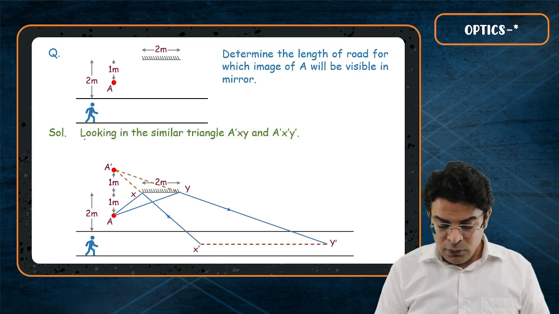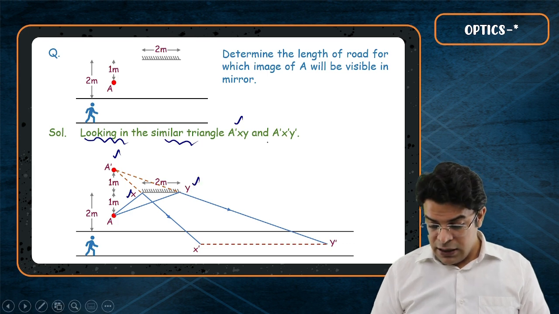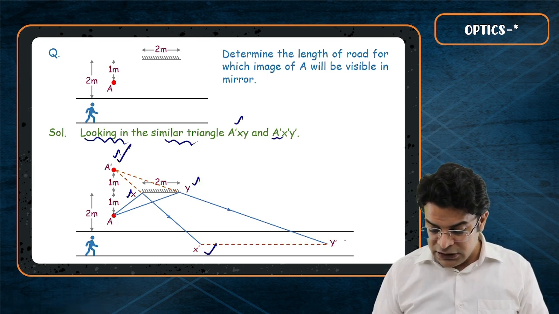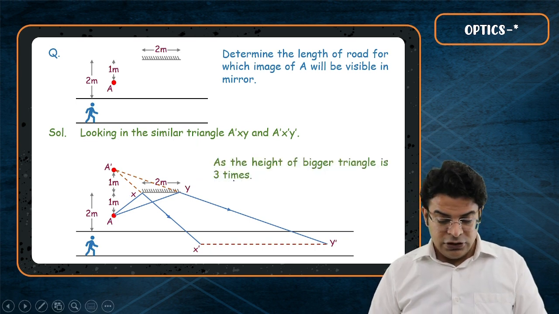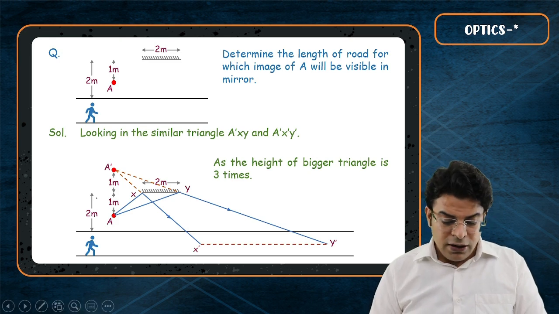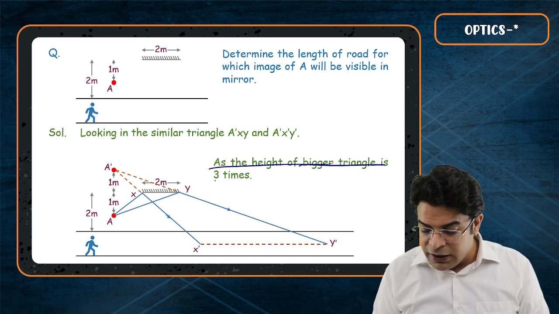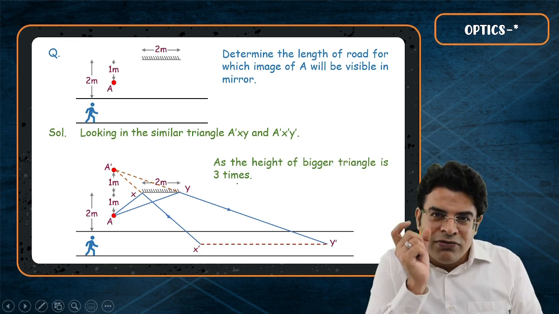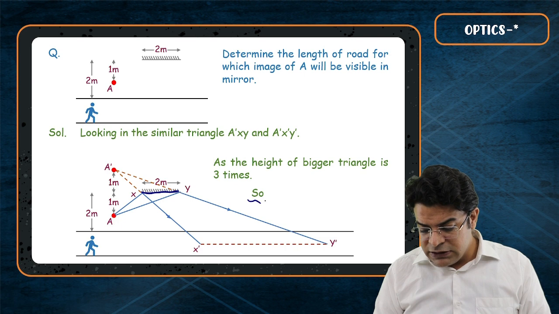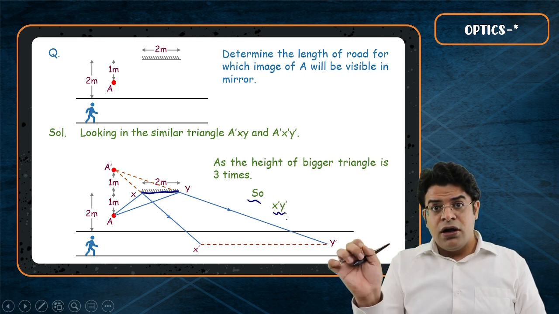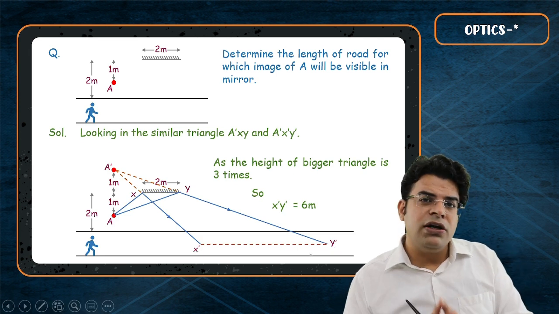Once more, looking into the similar triangles A dash x y and A dash x dash y dash. The smaller triangle has got height of 1 meter. Bigger triangle has got height of 1 meter plus 2 meter, that becomes 3 meter. So as the height of bigger triangle is 3 times, the base length of the bigger triangle will also be 3 times. And for smaller triangle, the base length is 2 meter. Hence, the bigger triangle, which has got a base length of x dash y dash, will have a length of 6 meter.